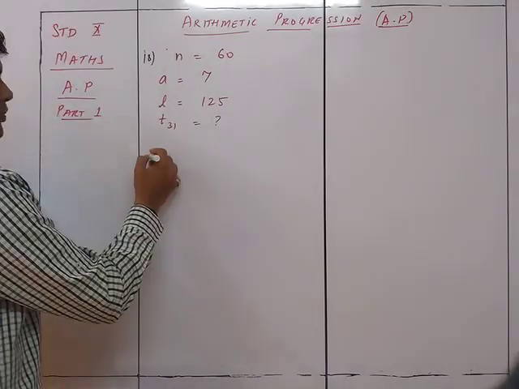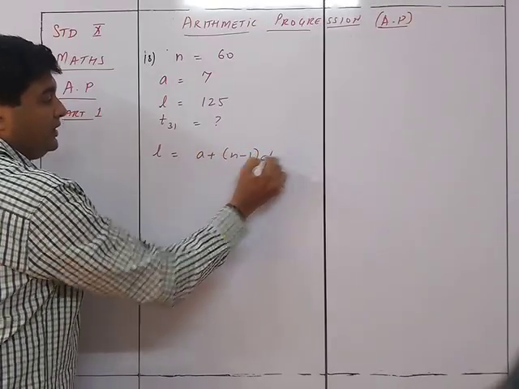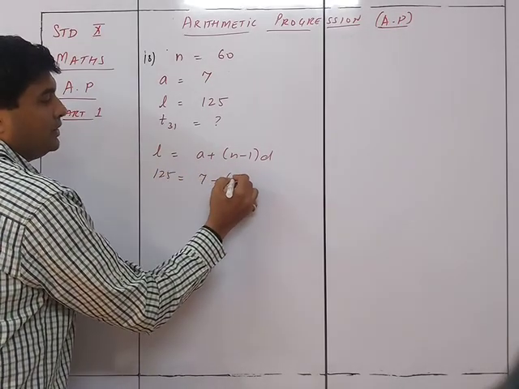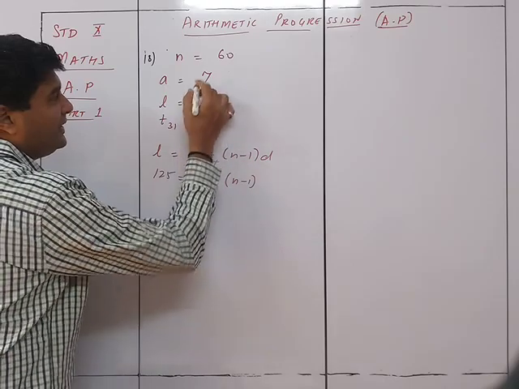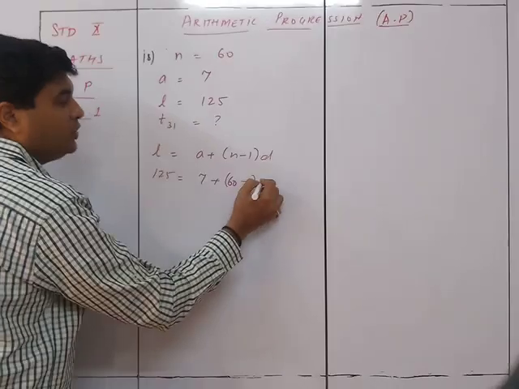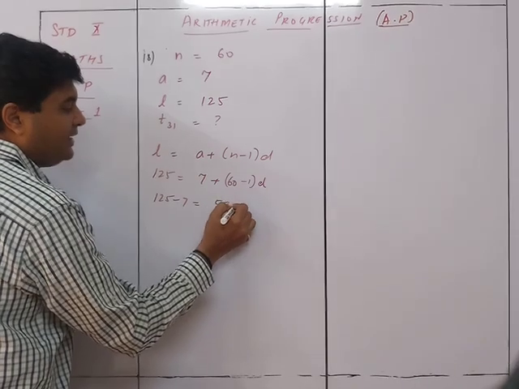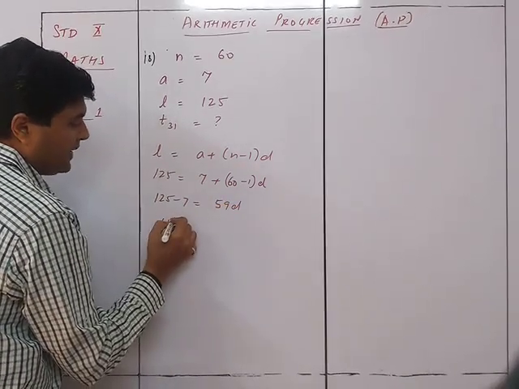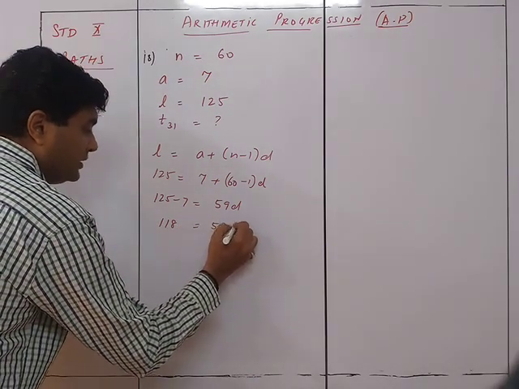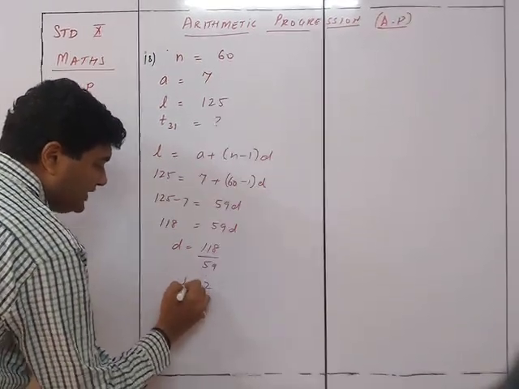We know the last term L is equal to A plus N minus 1 into D. So 125 is equal to 7 plus N minus 1 into D; D is not known, but you know that N is 60, so this is 59D. So 125 minus 7 is equal to 59D. That gives me 118 is equal to 59D. Therefore D is equal to 118 upon 59, that is 2. So D is equal to 2.